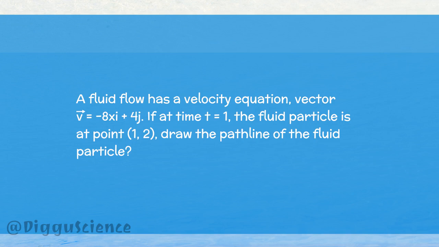A fluid flow has a velocity equation, vector v equals -8x i + 4j. If at time t equals 1, the fluid particle is at point (1, 2), draw the path line of the fluid particle.